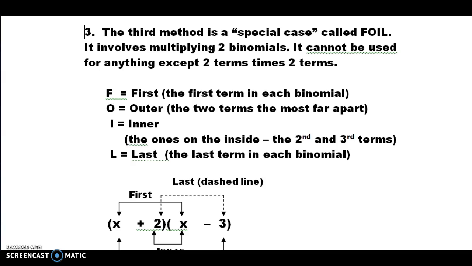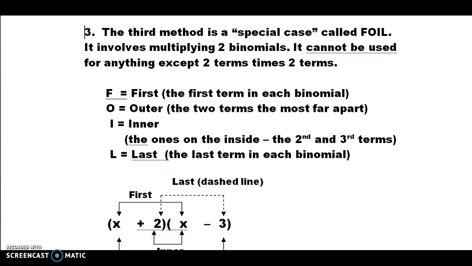So the first means the first term in each binomial. Outer means the two terms that are on the outside, the ones that are the furthest apart. Inner means the two that are on the inside that are closest together. And last means the last term in each binomial.